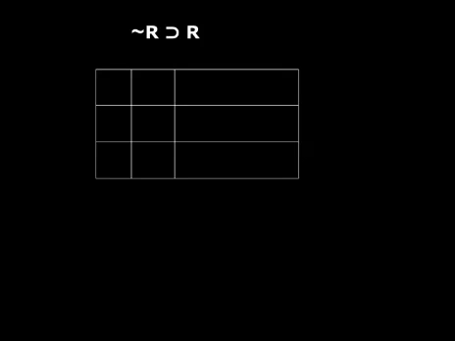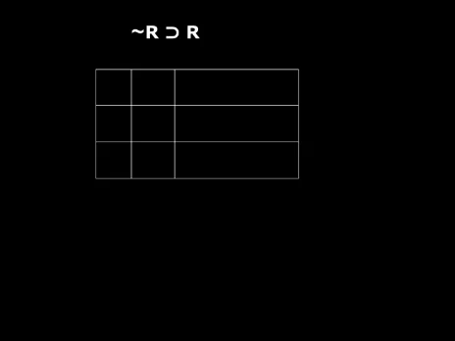Okay, let's do another truth table here. This one's kind of fun. It's if not R, then R. How many atomic statements do we have? 1. And 2 to the first power is just 2. So we're going to need 2 rows. How many columns are we going to need? Well, how many statements are involved? We have R, not R, and the conditional if not R, then R. So 3. So we're going to need 3 columns and 2 rows.